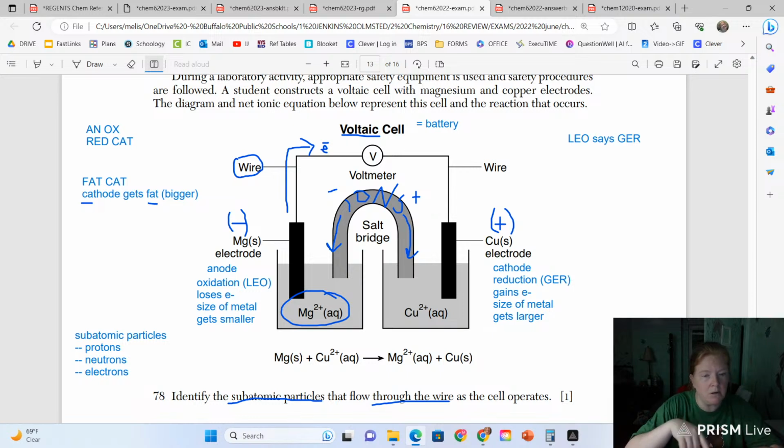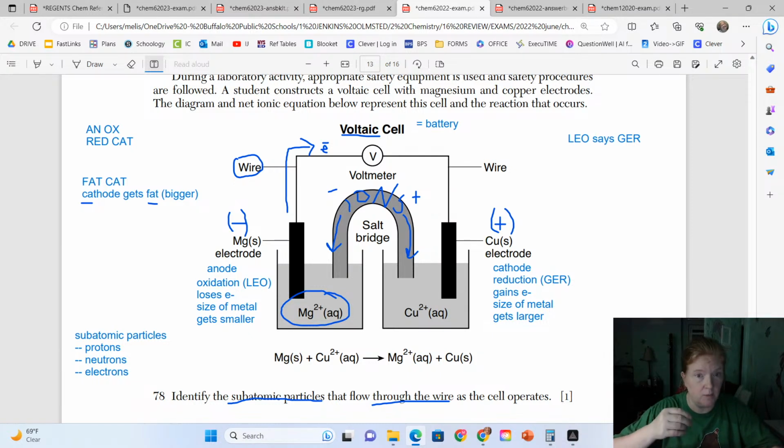What is the subatomic particle that flows through the wire? What goes through the wire? Does anybody remember? Yep, you got it. It's just electrons. That's the whole answer. Yep, perfect. Just electrons. That's it. They always go from anode to cathode. Ions go through the salt bridge, and that's how they'll get you.